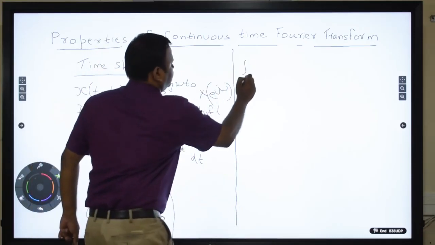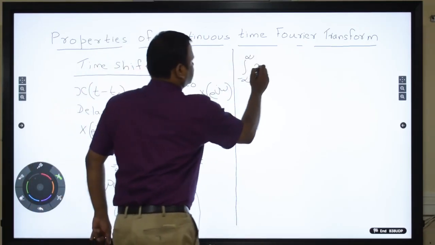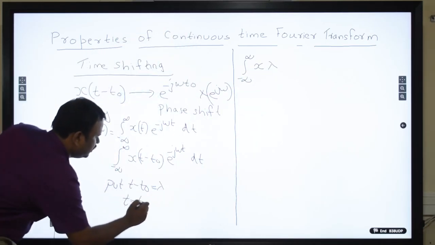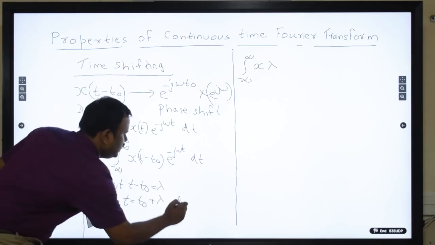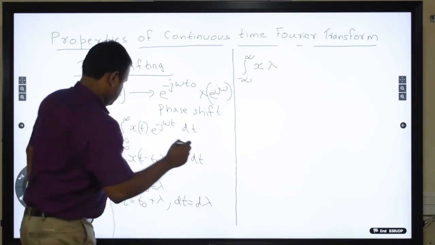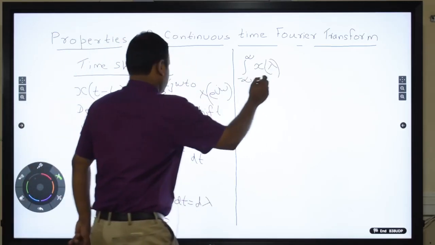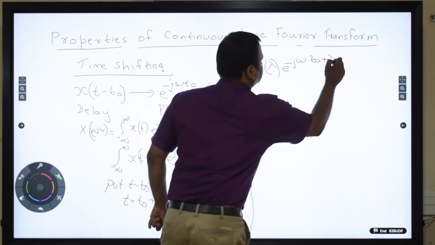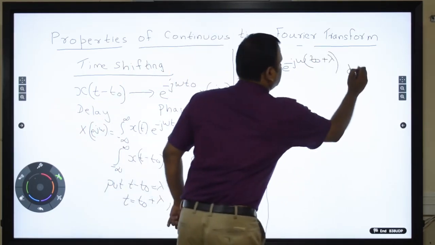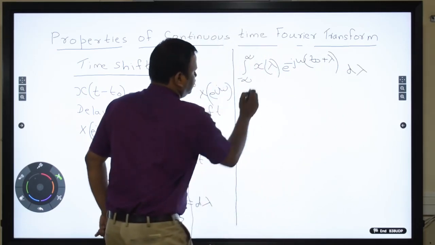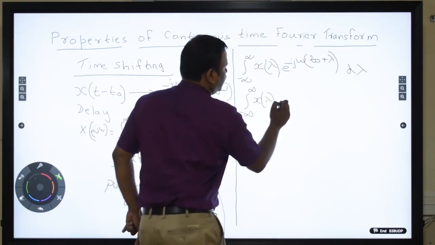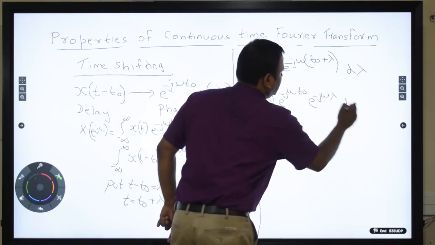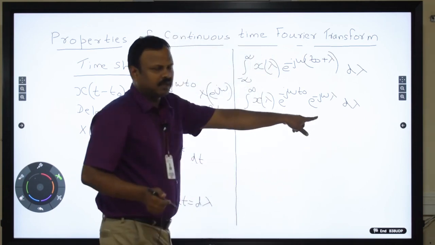So, we have the integral from minus infinity to plus infinity of x of lambda, where t minus t0 equals lambda. So, t equals t0 plus lambda, and also dt is equal to d lambda. So, we have x of lambda e raised to minus j omega, where t is replaced by t0 plus lambda, and dt replaced by d lambda. Now, again the integral from minus infinity to plus infinity of x of lambda e power minus j omega t0 e power minus j omega lambda d lambda, and the integration is with respect to the variable lambda.